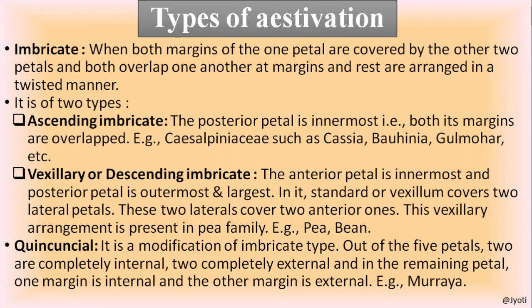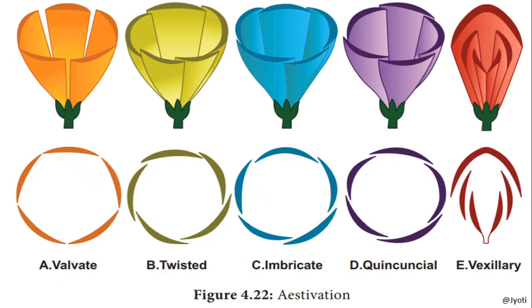The third type of estivation is quincuncial. It is a modification of the imbricate type. Out of the 5 petals, 2 are completely internal, 2 completely external, and the remaining petal is 1 internal and 1 external. So here you can see these 2 are completely external, these 2 are completely internal, and 1 is external and internal. So these are the estivations, very very important.